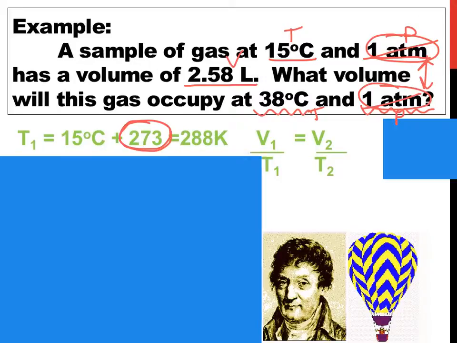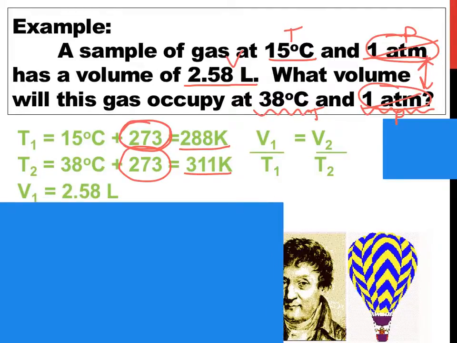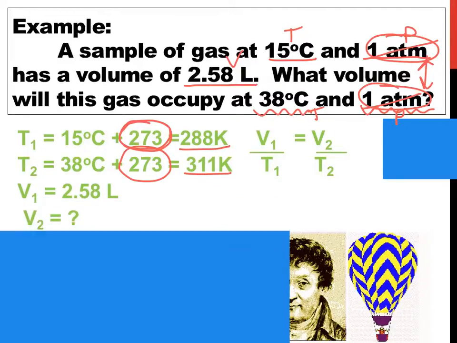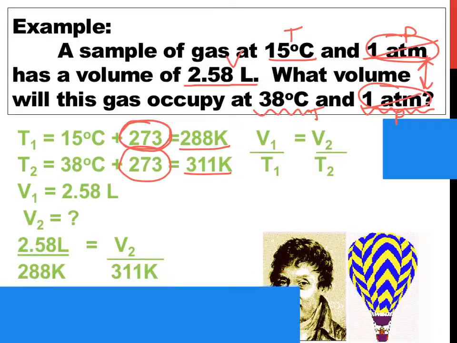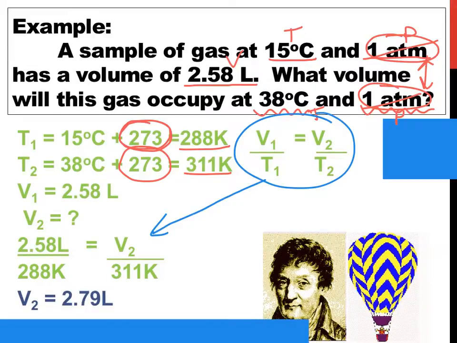Next, we have another temperature, 38 degrees Celsius, same thing. We need to add 273 in order to get it into a Kelvin temperature. Next, we're given a volume of 2.58 liters, and we want to know what the volume is when we change that temperature. So we're plugging in. This equation is down here. We're just plugging in the numbers in the right spot. After we do that, we will get an answer of 2.79 liters.